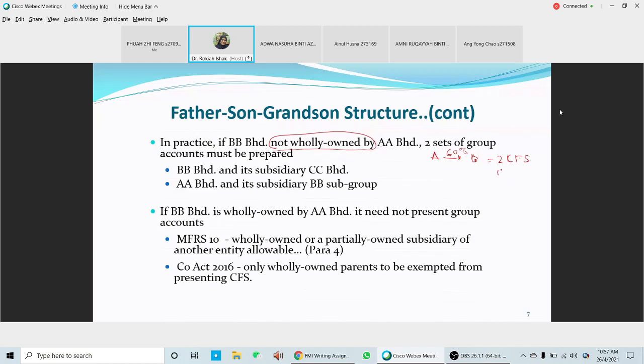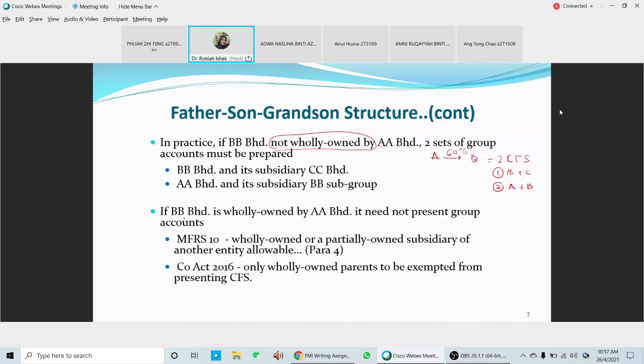One that is not wholly owned needs to prepare two consolidated financial statements. The first consolidated financial statement is between B and C. The second is between A and B. So we're going to prepare two sets of consolidated financial statements: one between B and C, and the other between A and B.